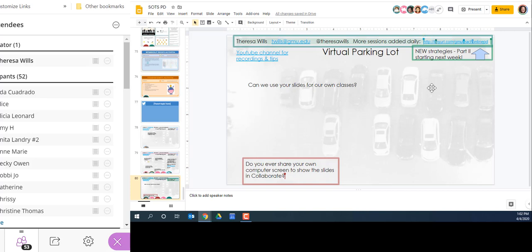Do you ever share your own computer screen to show the slides in Collaborate?